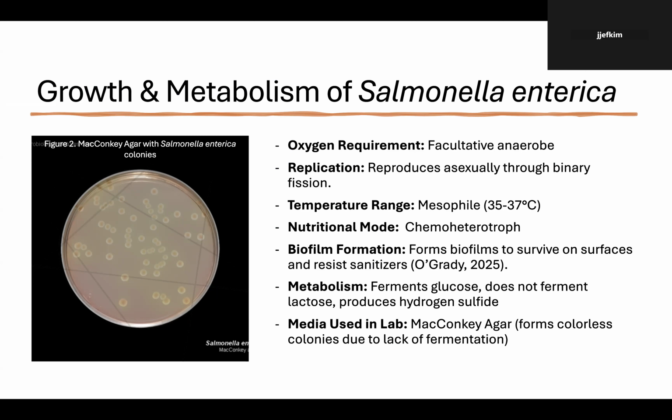Salmonella enterica is a chemoheterotroph, which means it uses organic compounds for both energy and carbon. It gets its nutrients from other organisms or decaying matter. A key survival feature is its ability to form biofilms. These are structured communities of bacteria attached to surfaces like kitchen counters or food processing equipment. Inside a biofilm, Salmonella enterica can resist disinfectants and harsh environmental conditions.